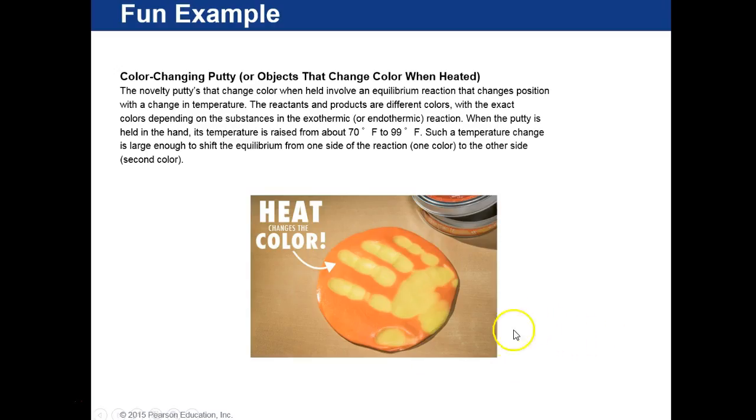Here's something you may be familiar with. My 7-year-old absolutely loves this heat-changing putty. It's called Thinking Putty, and it's normally purple or pink, and when she plays with it, it turns the other color. This changes color when the equilibrium reaction changes position with a change in temperature. The reactants and products are different colors, with the exact colors depending on the substances in the exothermic or endothermic reaction. When the putty is held in your hand, the temperature is raised from 70 to 99. Such a temperature change is large enough to shift the equilibrium from one side of the reaction, which is one color, to the other side, which is the second color.